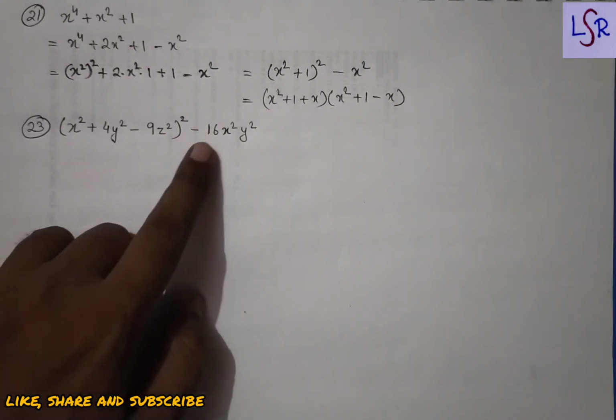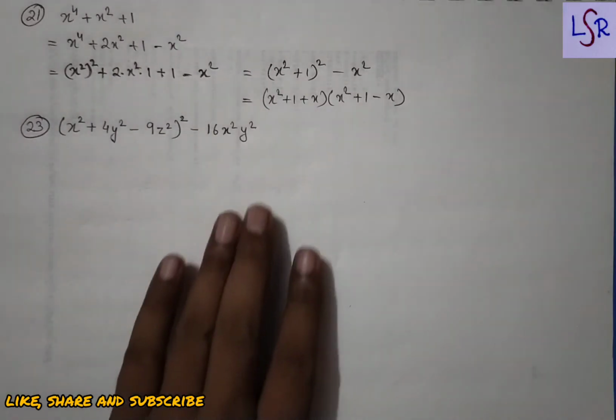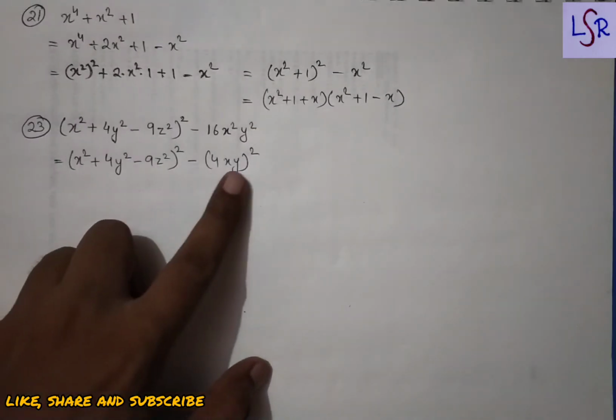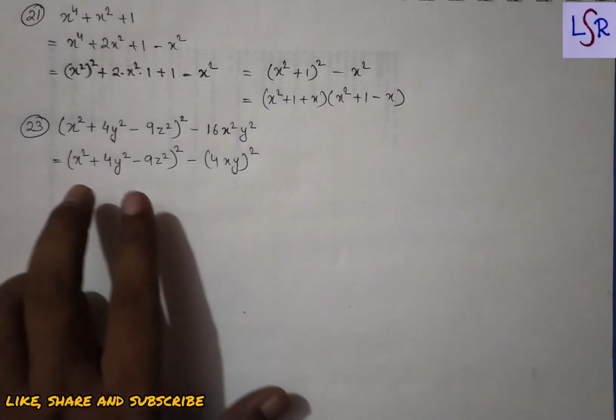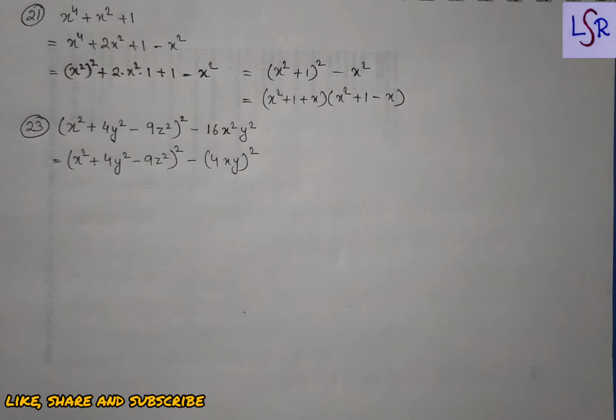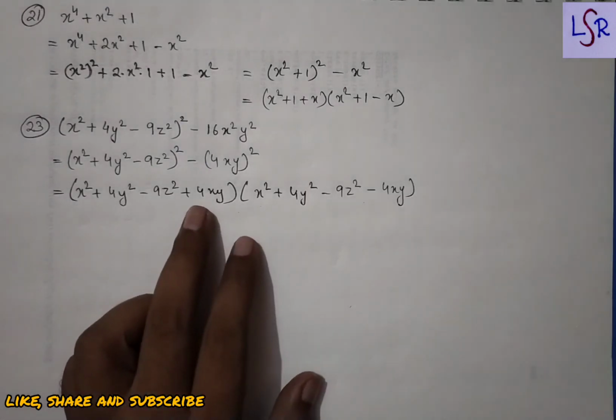Now in question number 13, we are having this whole expression to the whole square minus this to the whole square. So we can write this one as 4xy to the whole square. Now this is in the form of this whole square minus this whole square, and we can write this as this, one time plus and one time with minus.